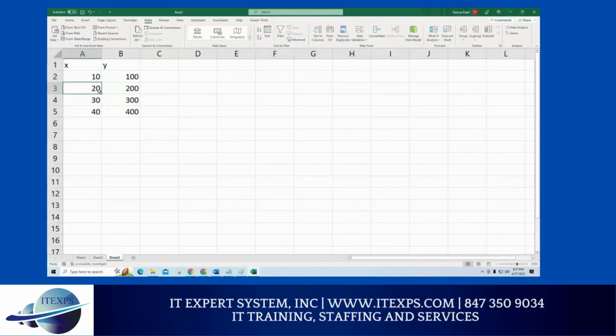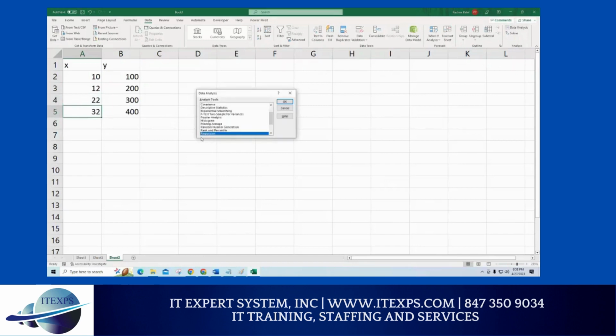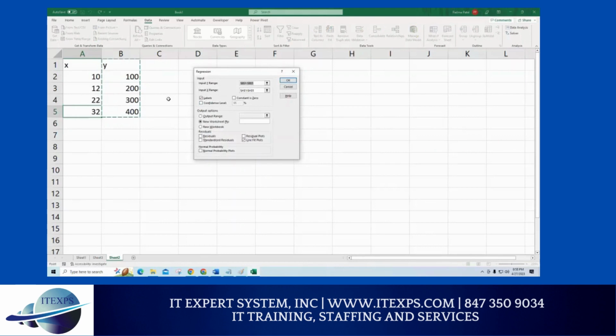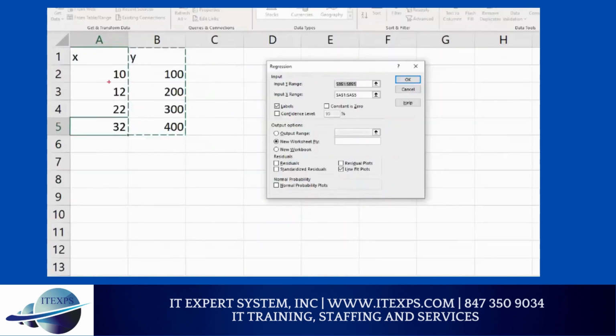Now, let's go back to the data and I change the data. Let's say this is 12, and this is 22, and this is 32. Okay, I changed the data: 12, 22, 32. Now let's try it one more time. Data analysis, regression. Good news, it is selecting the data.